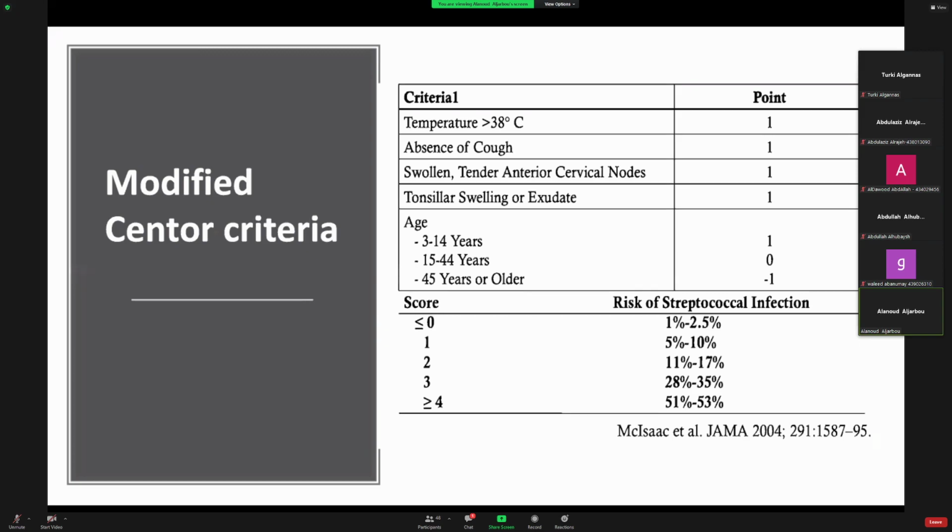If you have high-grade fever, you give 1 point. If you don't have a cough, you give 1 point. If you have unilateral swollen cervical lymph node, 1 point. If you have exudate, 1 point. If the child is between 3 to 14 years, 1 point. And if you have a score of 4 or more, the probability or risk of group A is more than 50%. So you can send the test for group A and wait, then you can give the antibiotic.